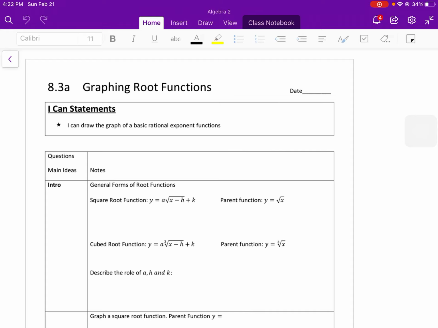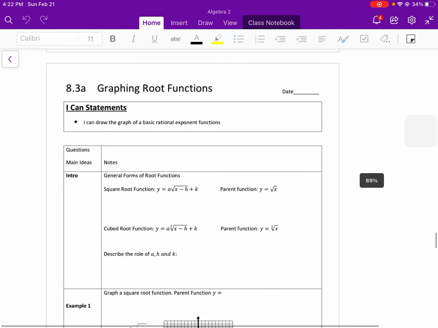All right, now we have 8.3a graphing root functions. I guess I probably should have started the class with welcome back, but 8.3a graphing root functions. The parent function of y equals radical x.